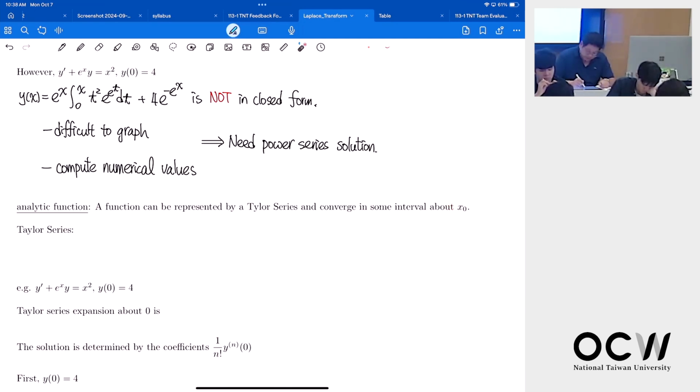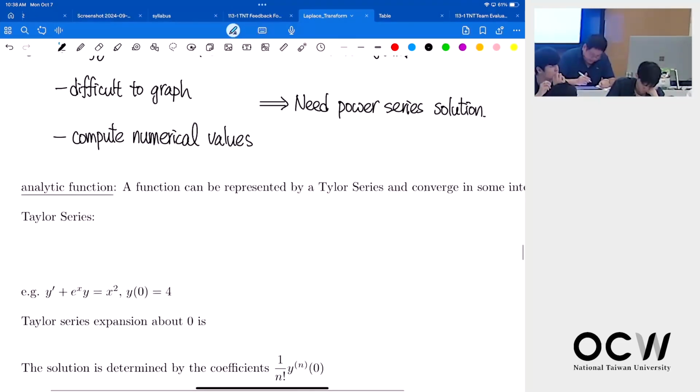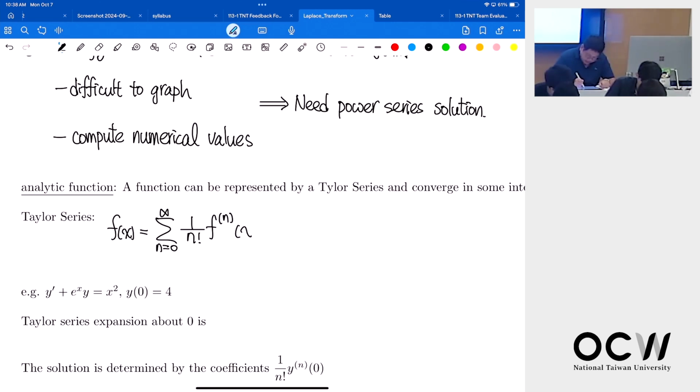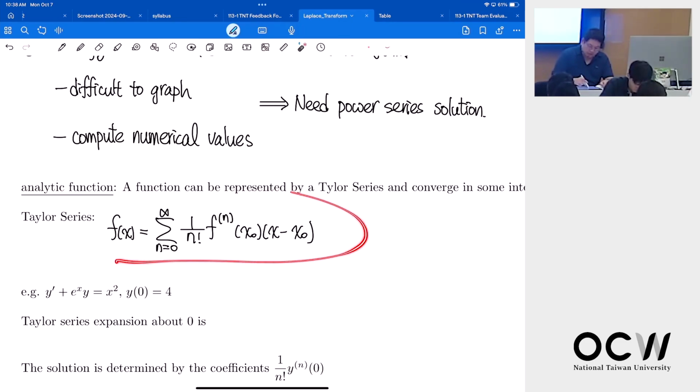But here we have a Taylor series. What is a Taylor series? Taylor series, that's f of x equals the summation. This is a Taylor series. And we will deal with this later in detail.